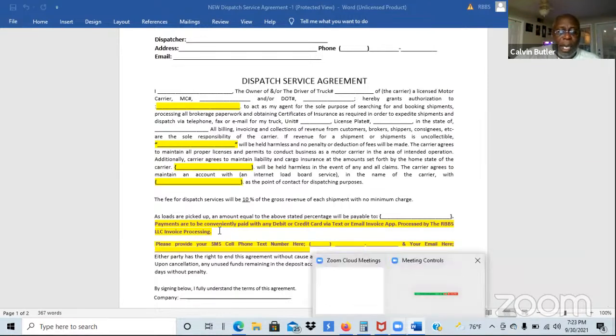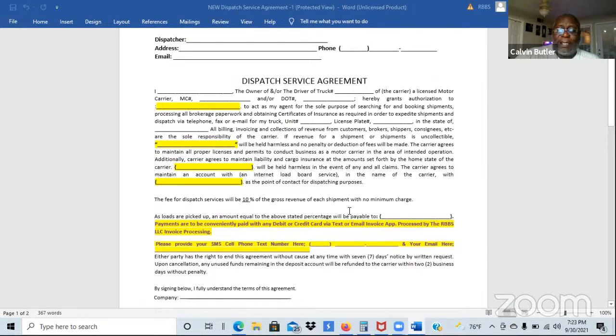All right. So you're going to put your invoicing process company there: processed by Square invoicing, PayPal invoicing, QuickBooks invoicing, Zeal invoicing, whatever you use. It's going to go there.